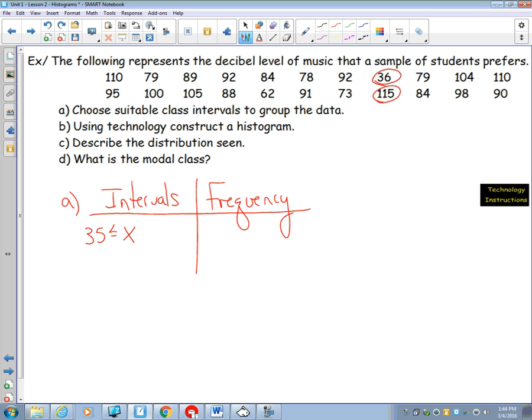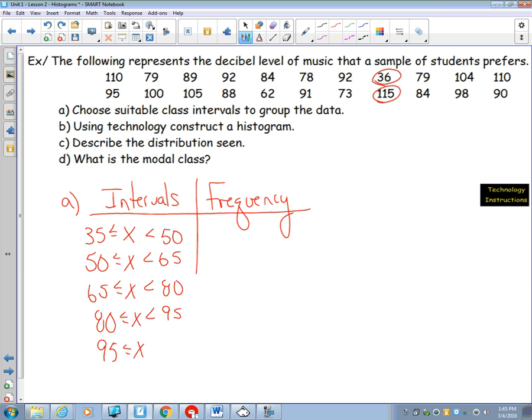So maybe I'll go by 15s. Oops. So I can go up by 15. So the next number will be 50. Okay, what's the next one? 50 up to 65. 65 up to 80. 80 to 95. 95 to 110. And the last one, because my biggest piece of data is 115, goes up to 125. Okay, so I've got some intervals.